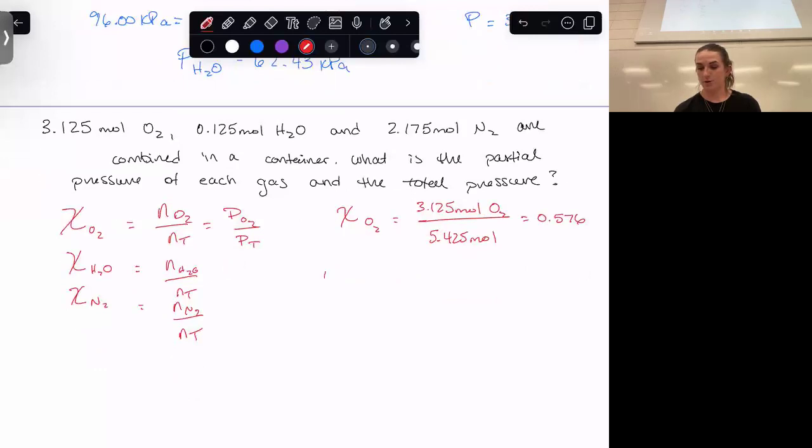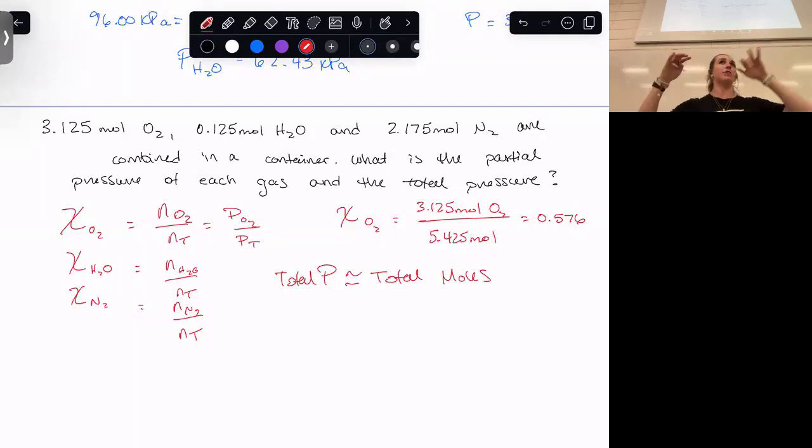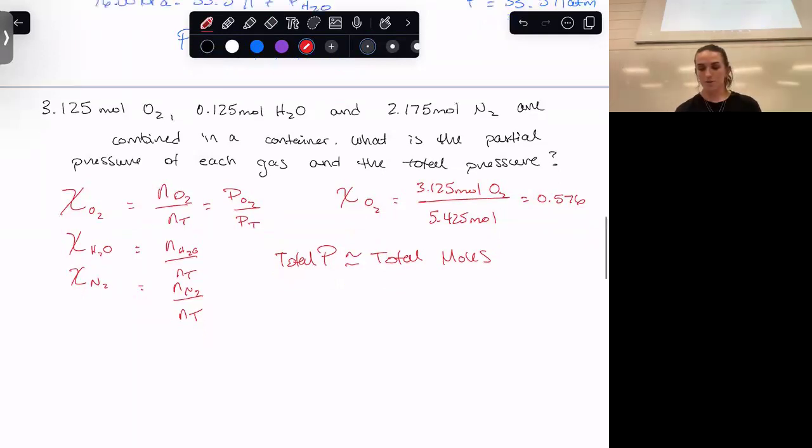So, total pressure is equal to total moles. Well, they're not equal, I guess they're correlated. They're related, right? They're both on the bottom half of that fraction. So we can use PV is equal to nRT.